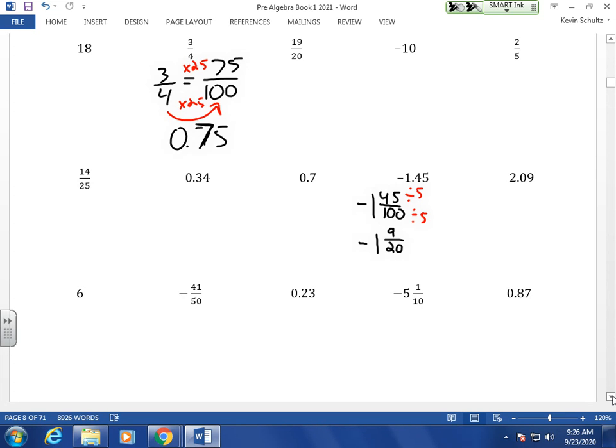What makes a fraction improper? Let's start there. Numerator? Yeah, the numerator is bigger than the denominator. Right. The numerator is larger than the denominator. Okay? So in this case, -1.45 as an improper fraction is going to be -145 over 100.